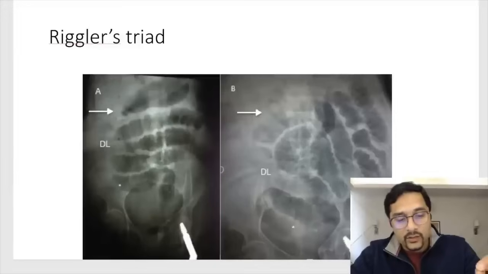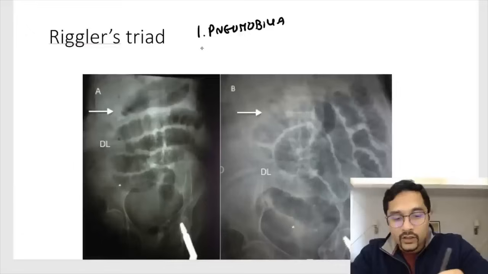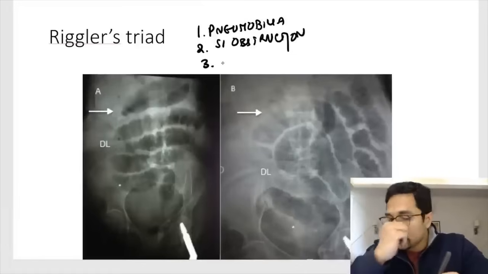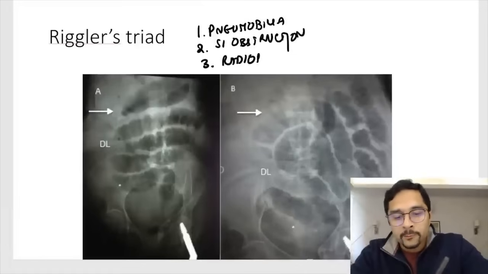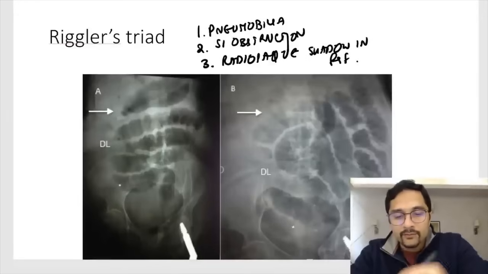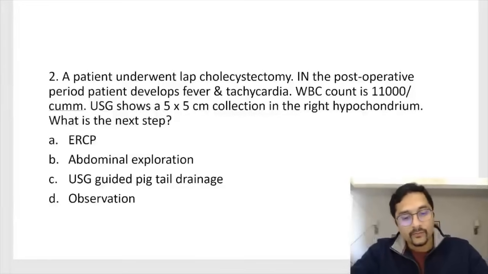You get Riegler's triad. In Riegler's triad, you will get pneumobilia, that means air in the biliary tree. You will get small intestinal obstruction, which you can see here. And you are going to see a radio-opaque shadow in the right iliac fossa. So these are the three things which we see in Riegler's triad.